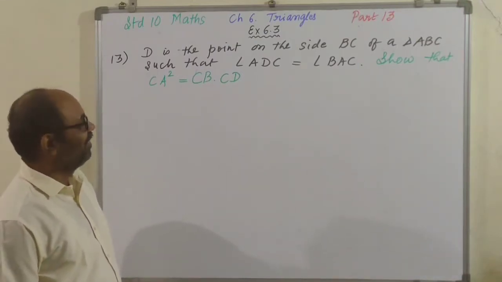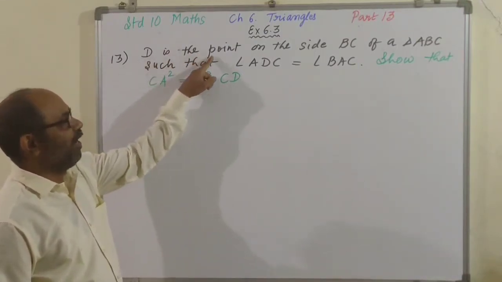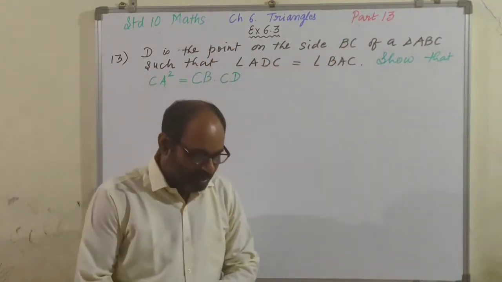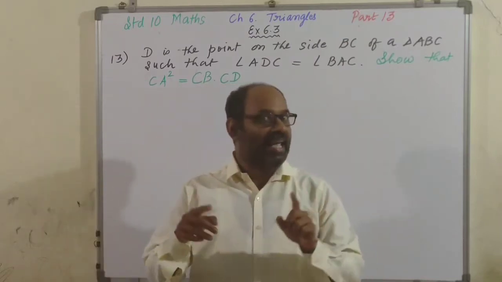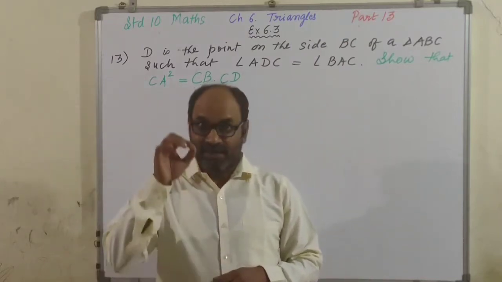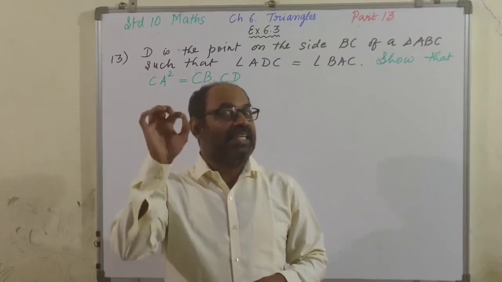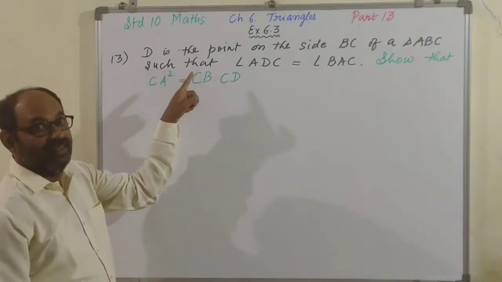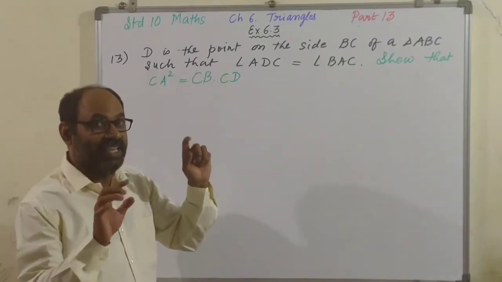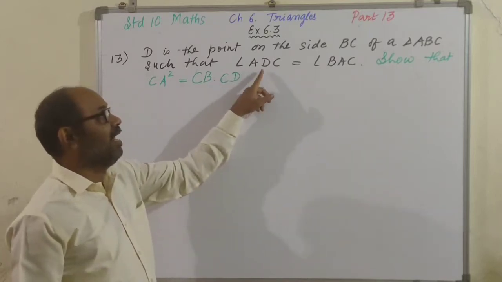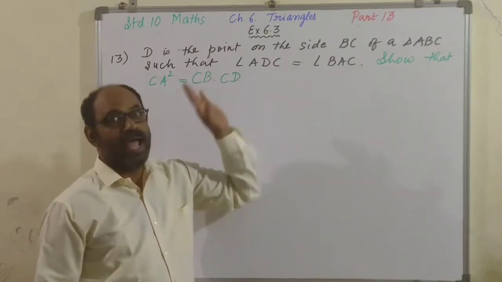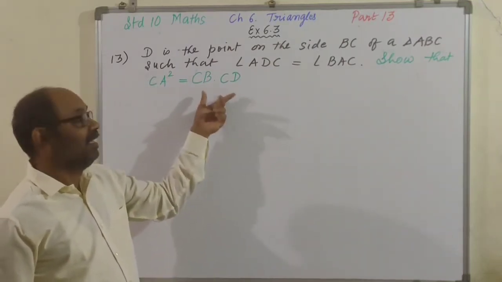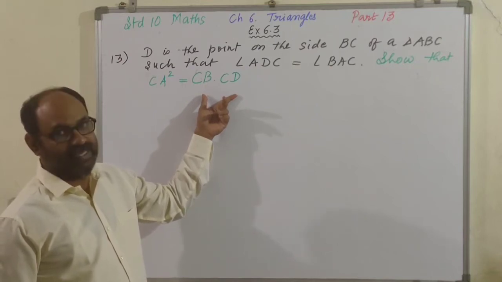Let's see the statement. D is a point on the side BC of triangle ABC. So you have triangle ABC. It has one side BC, and on that BC there is point D, such that D point is on BC in such a way that angle ADC is equal to angle BAC. Prove that CA square is equal to BC into CD.